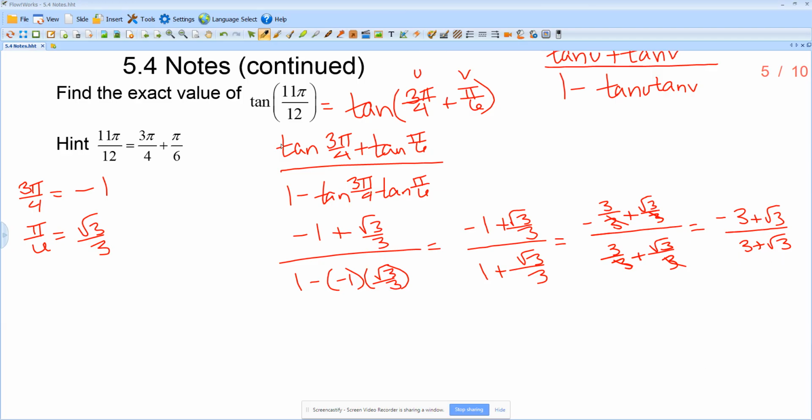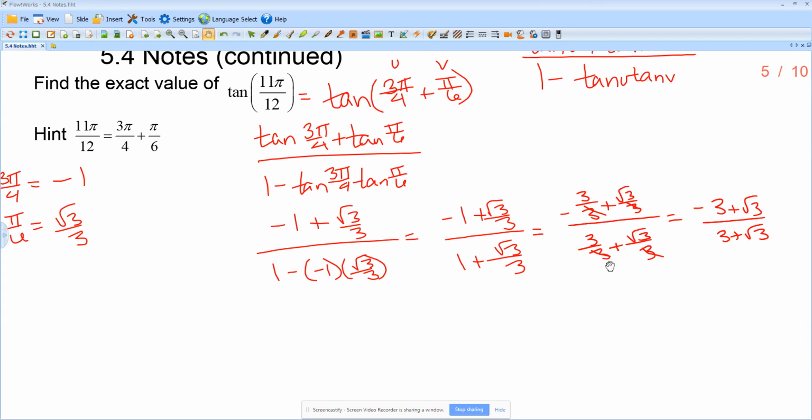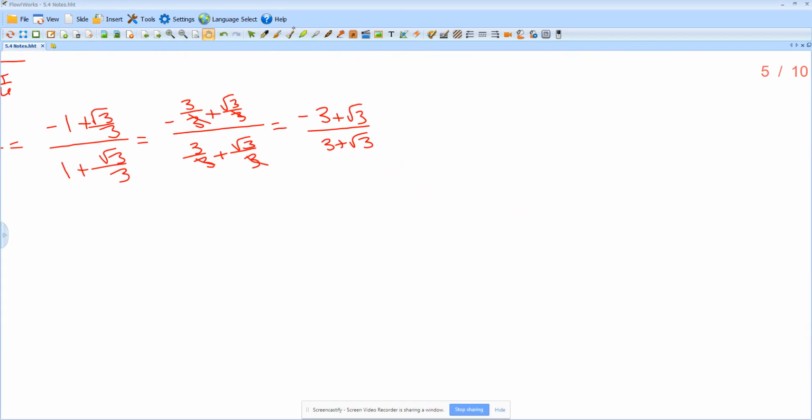And then I'm going to multiply this by the conjugate. So I'm going to swipe this screen over. If I multiply this by the conjugate, I'm multiplying by 3 minus root 3. In the denominator, I'm going to get 9 minus 3. And in the numerator, I have to multiply all that out. I get negative 9 plus 3 root 3 plus 3 root 3 minus 3, which gives me negative 12 plus 6 root 3.